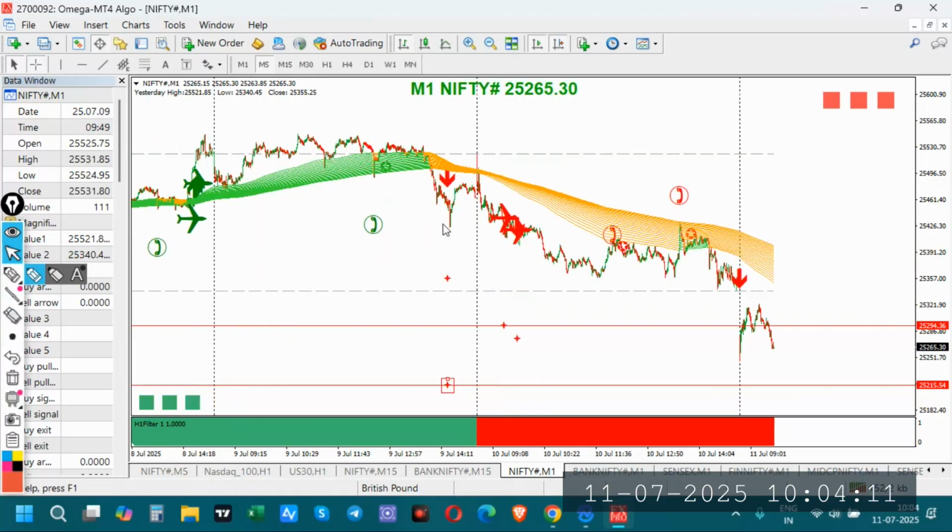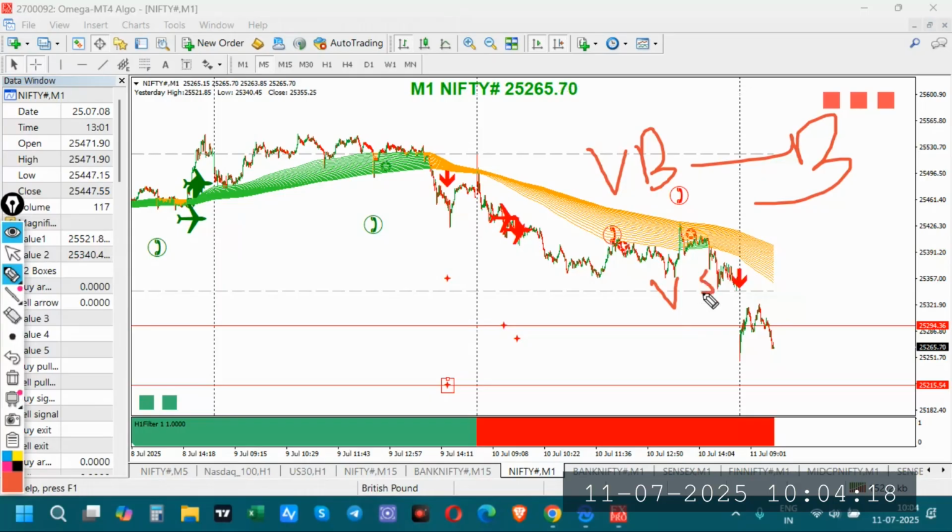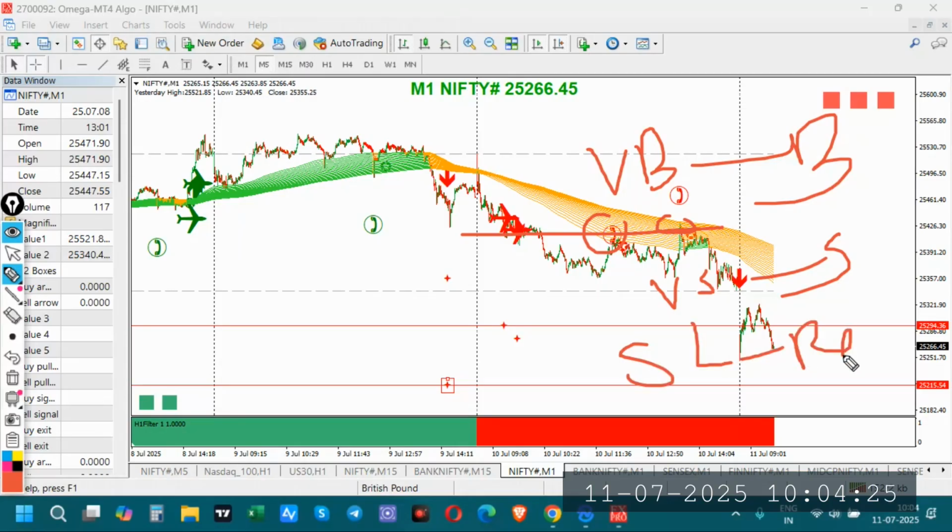And in this one, as I told you, the rules are simple. If you get a valid buy signal, we will buy. If you get a valid sell signal, we will sell. On all pullbacks near the entry price, we will take re-entry. And if the stop loss hits, we will reverse the position without any hesitation.